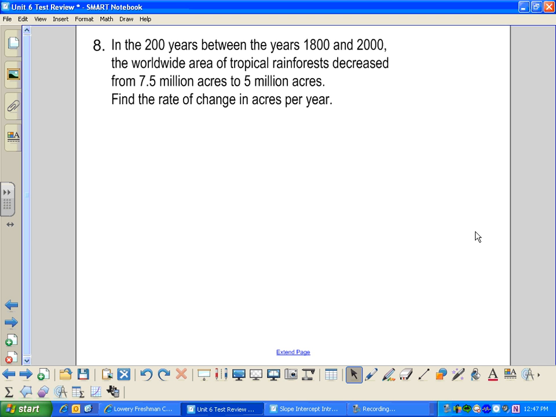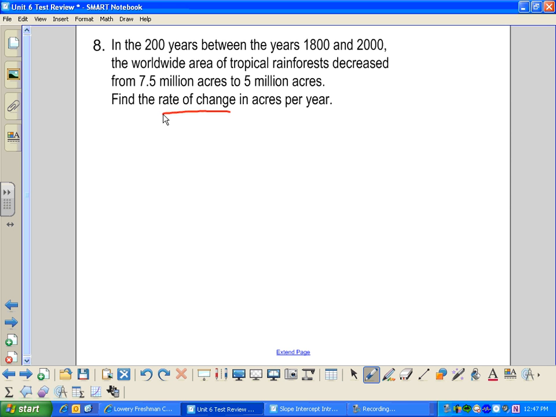Okay, in the 200 years between the years 1800 and 2000, the worldwide area of tropical rainforests decreased from 7.5 million acres to 5 million acres. Find the rate of change in acres per year. I've got a lot of really good information here. Let's see. I need to find the rate of change.